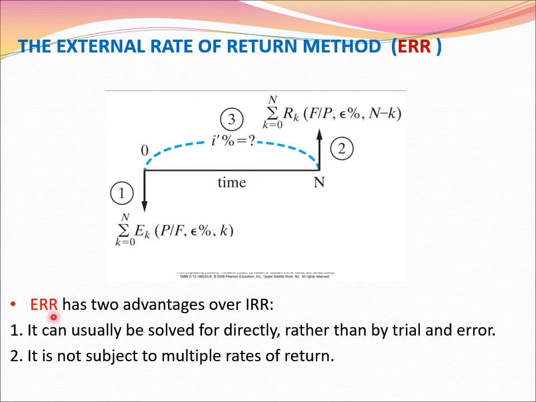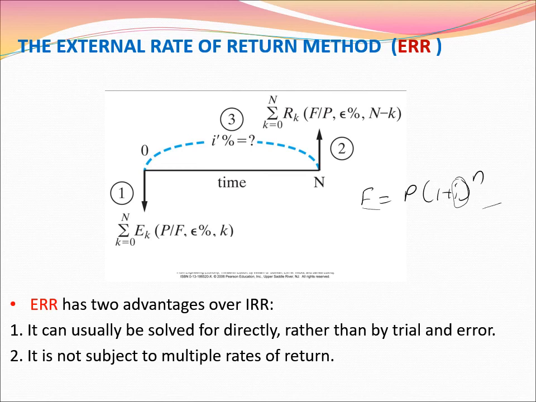And simply this ERR, external rate of return, has two advantages over IRR. What is that? Remember, in the internal rate of return, while finding this I%, we tried this trial and error method and so on. But here, since we are trying to make a present value equal to future value, finding this interest rate will be easy. You can just solve it directly because we will use the formula F equals P times (1 plus i) to the power n. If you don't know this i, you can just use the logarithm and so on. Find it directly. It's easy.